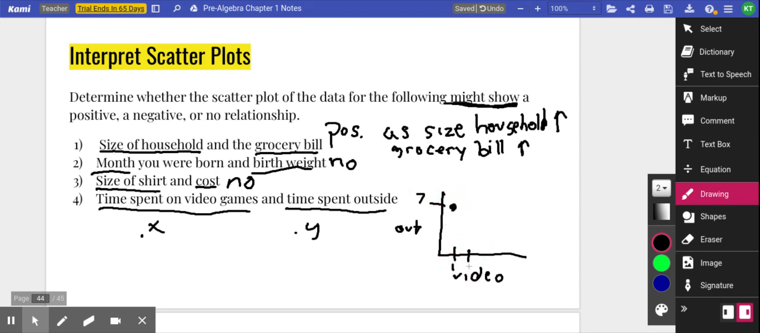If I spend 2 inside, I could spend 6 outside, and so on. So the more time I spend on video games, the less time it gives me to spend outside. So there is a negative correlation there. As I increase my time on video games, it decreases my time outside. So that would be a negative relationship there.